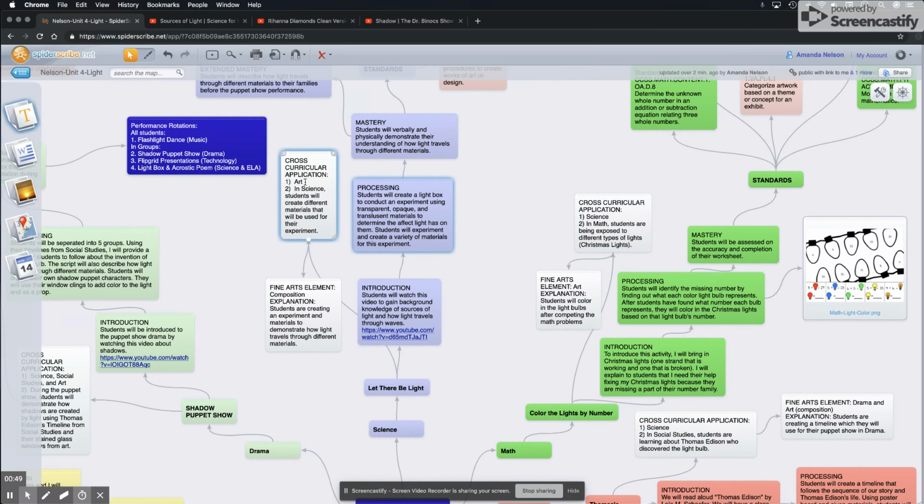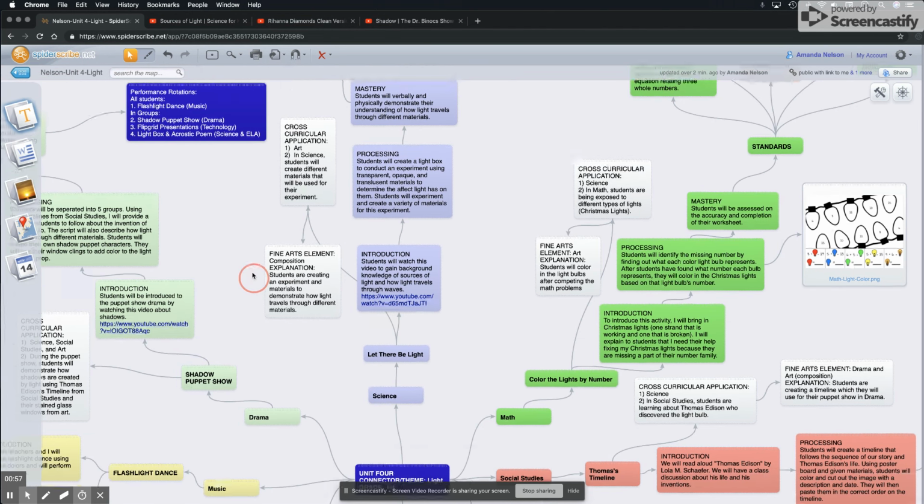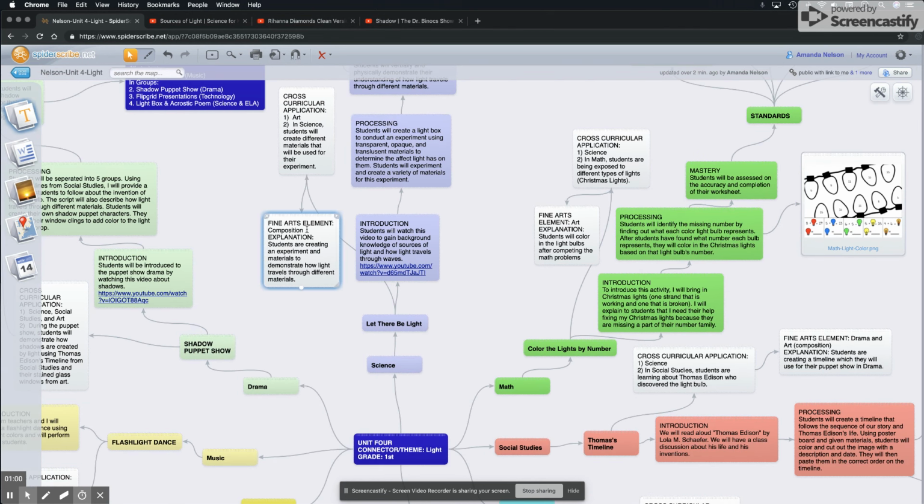For a cross-curricular application, we are going to be using art. In science, students are going to create the different materials they need for the experiment. And then our fine arts element is composition. So students are going to be creating this experiment. It's going to be a process for them to demonstrate how light travels through different materials.